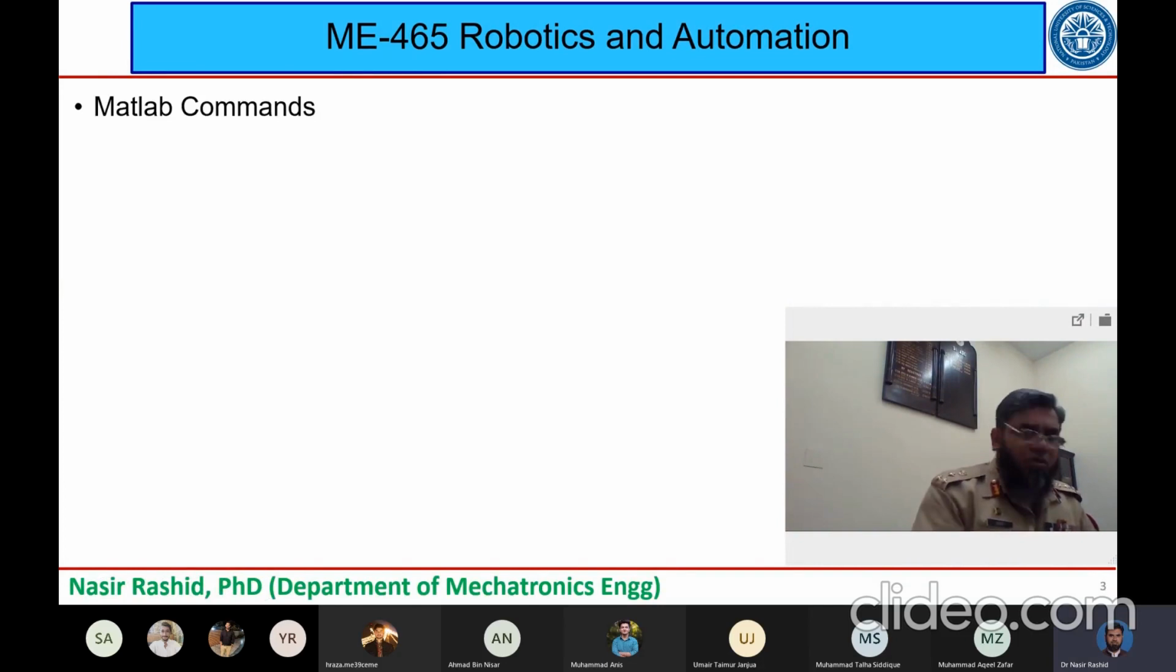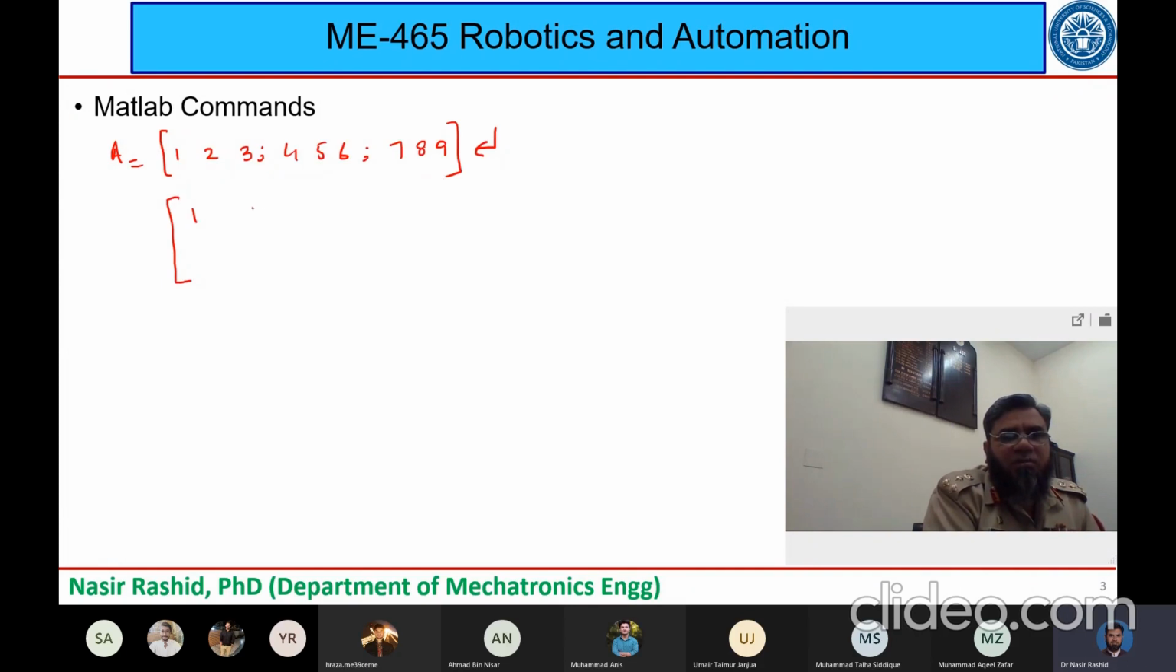So I will open MATLAB in front of you now, but first I just want to remind you of certain things. Let's see, if I want to write a matrix A, how do I write it in Matlab? This is one row: 1, 2, 3. Then a semicolon like this. Then 4, 5, 6. Then 7, 8, 9. If I press enter here, I am going to come across a matrix like this.